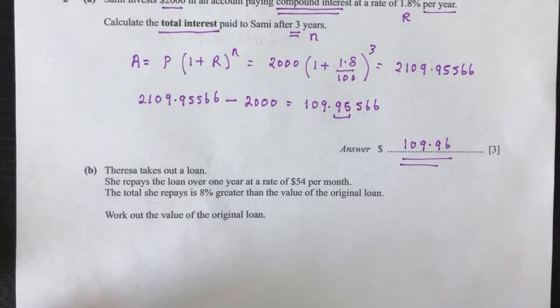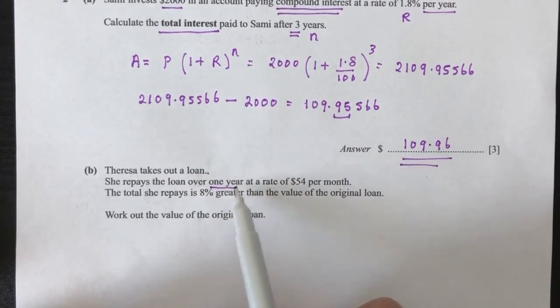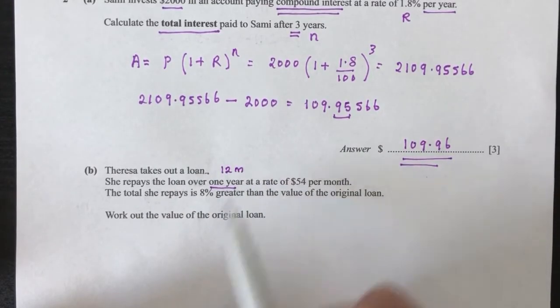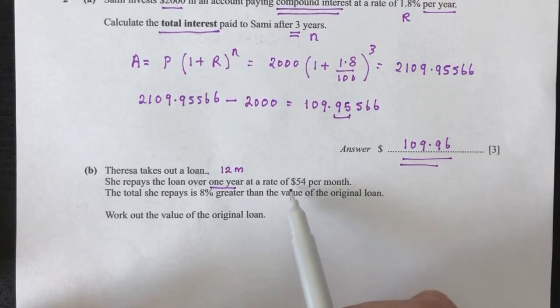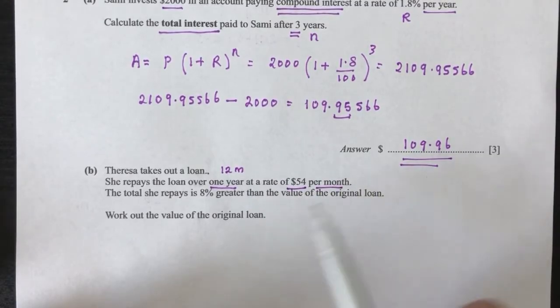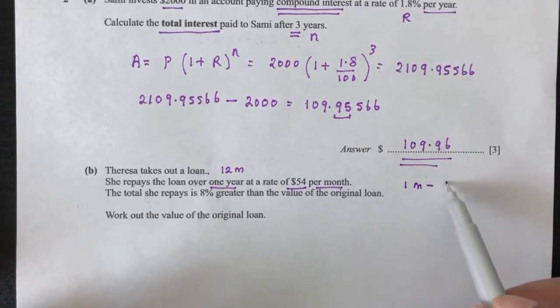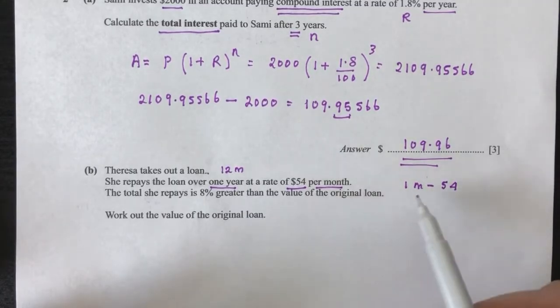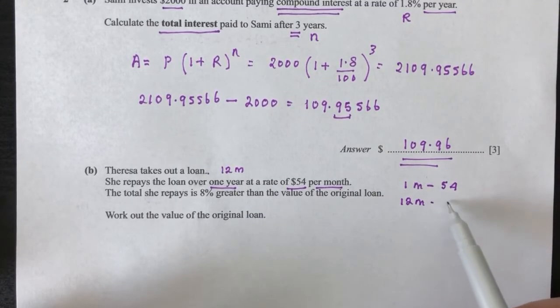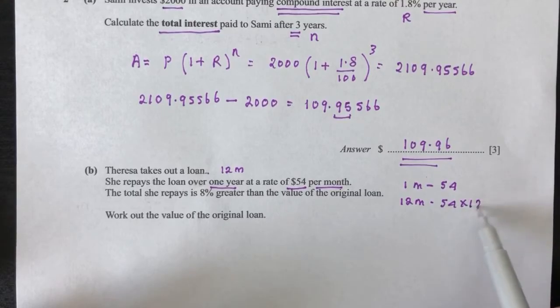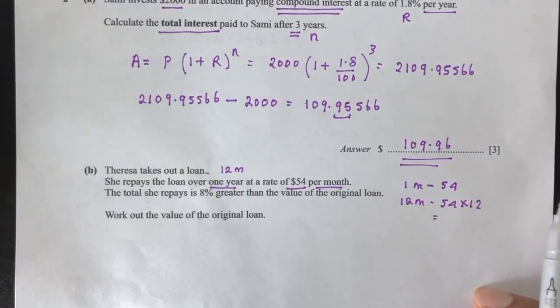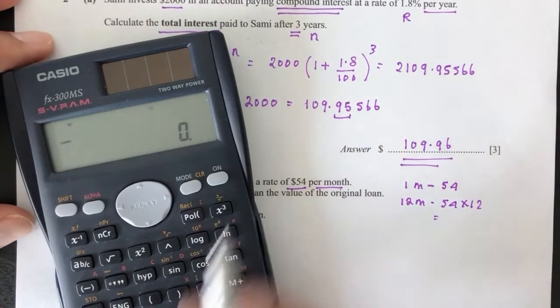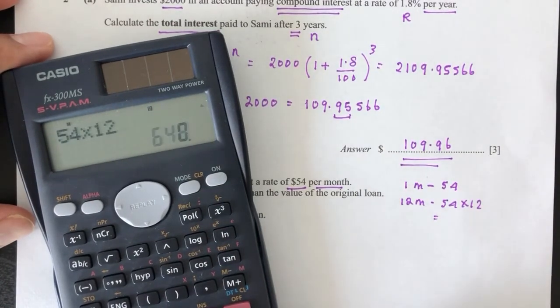Now for part B, Teresa takes out a loan. She repays the loan over 1 year. 1 year is 12 months, right? At the rate of $54 per month. So 1 month she pays $54. It means that in 1 year, which is 12 months, she pays 54 times 12. Let's find out. So 54 times 12, that will be 648. So she repays 648 in 1 year.